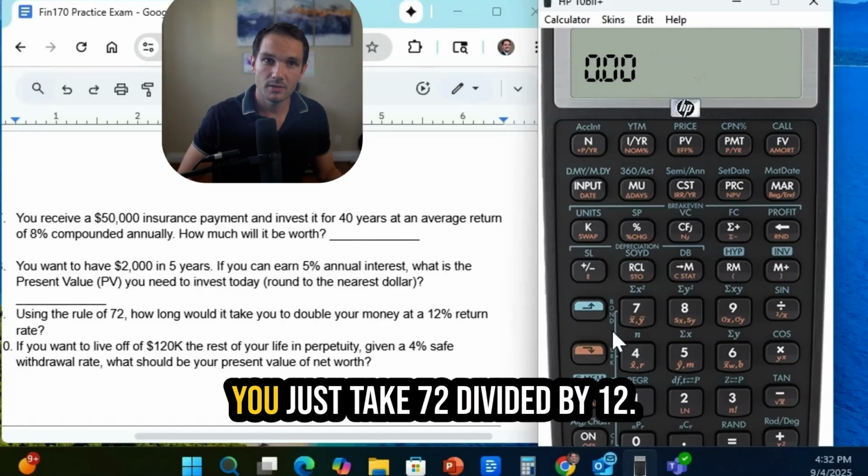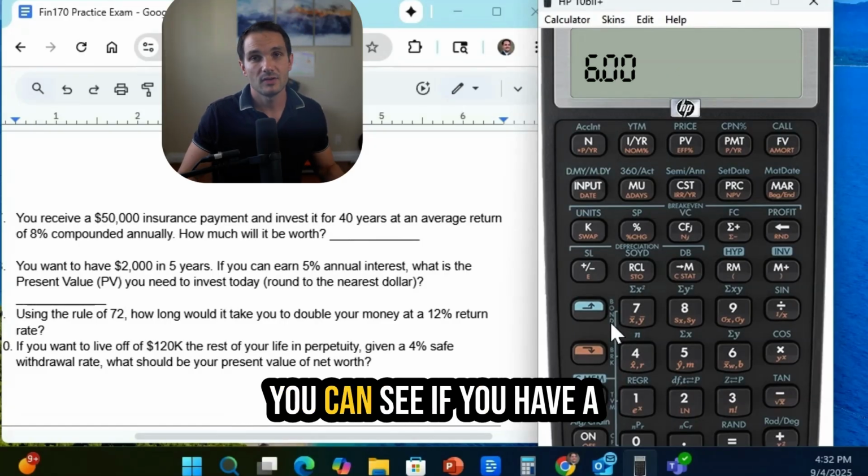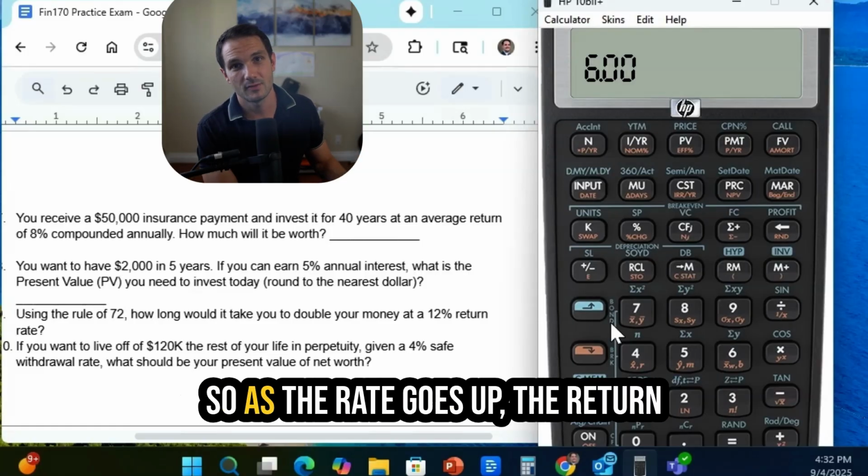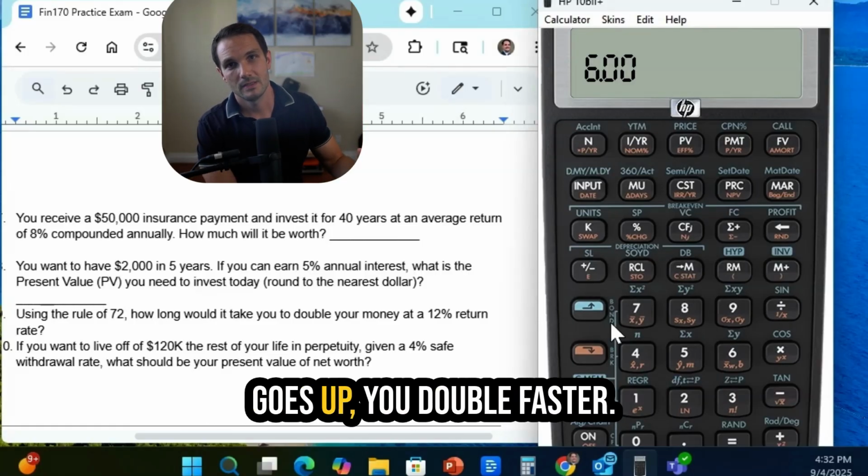This is the rule of 72. You just take 72 divided by 12. You can see if you have a higher rate of return at 12%, your money doubles every 6 years. So as the rate goes up, the return goes up, you double faster.